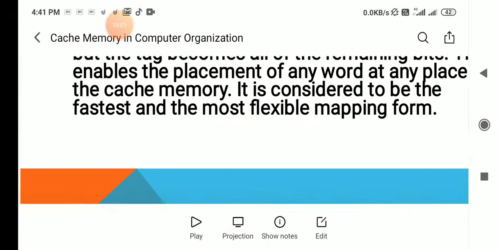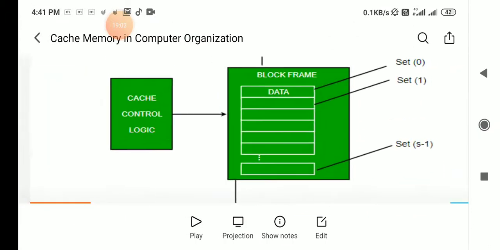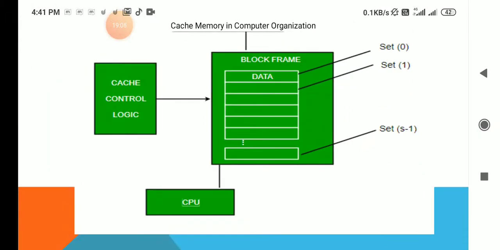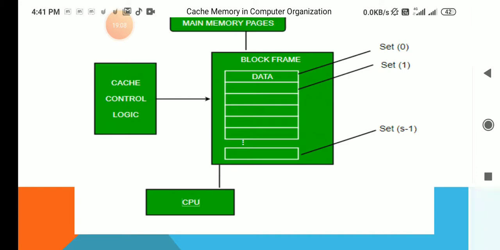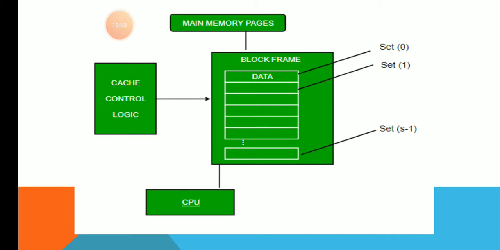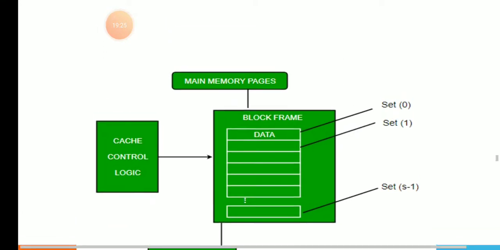And direct mapping, this is the representation: set 0, set 1, set s-1. Each block of memory will map to one specific line, not just any line. So one line is going to be the first memory location, another line the second memory location. Like that you can represent.